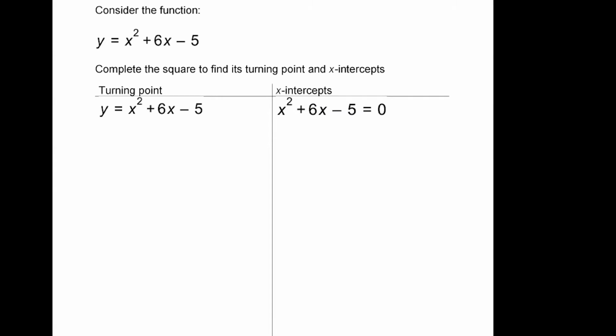Right, consider the function y equals x squared plus 6x minus 5. And we're going to complete the square to find its turning point and the x-intercept. Now, they're very similar processes, but interestingly kind of different. Okay, let's start off with this one, the x-intercepts. All right. In order to find the x-intercepts, I've made y equal to 0. All right. And now I'm trying to get x equals.